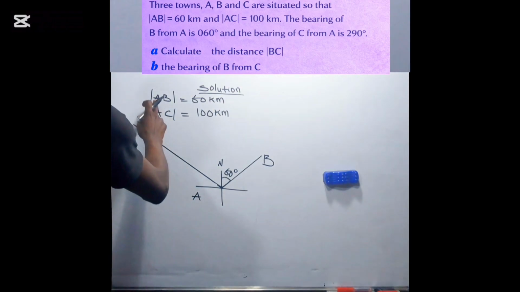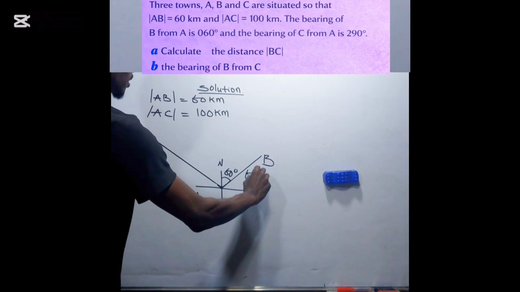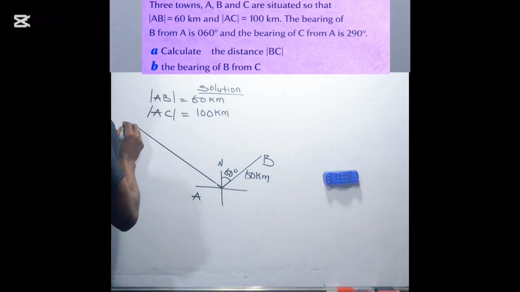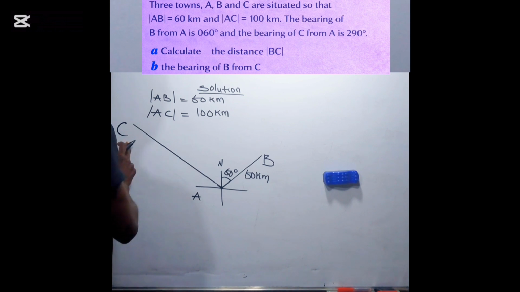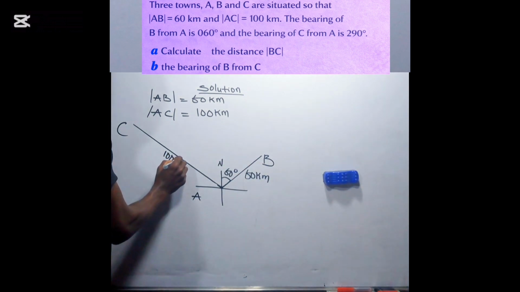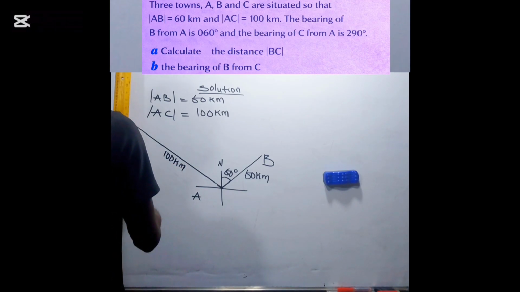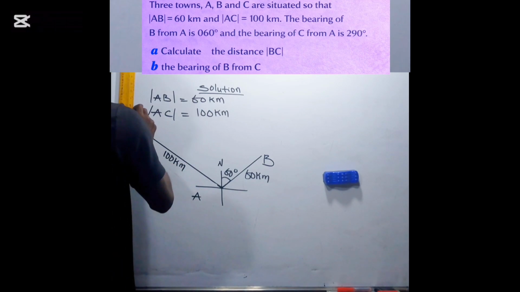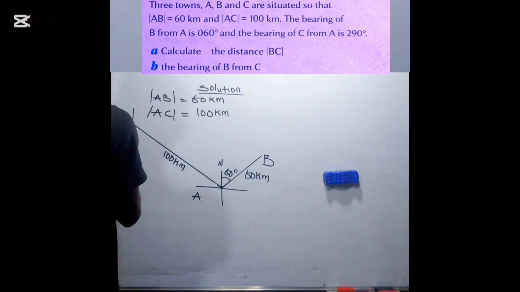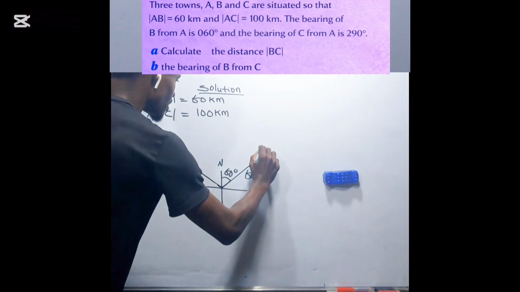Now, if you look at the lengths, AB is 60 kilometers. AC is 100 kilometers. That is the reason why A to C is longer than A to B. And here is 100 kilometers. So also, we can place the same with this.